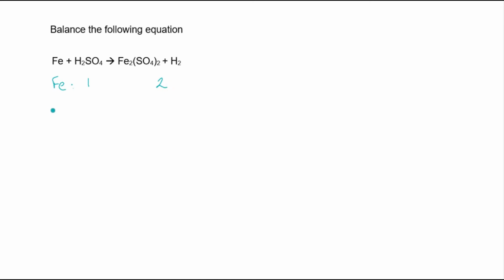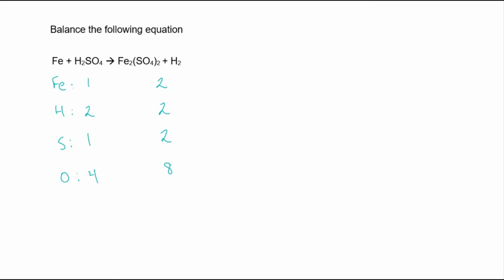Simply moving left to right, I'm going to go to hydrogen. I have 2 atoms on the reactant side and I have 2 atoms on the product side. Then sulfur, let's see, I have 1 on the reactant side and 2 on the product side. And oxygen, 4 on the reactant side and 8 on the product side. Just as a reminder about multipliers, this 2 is multiplied to the oxygen as well as to the sulfur.